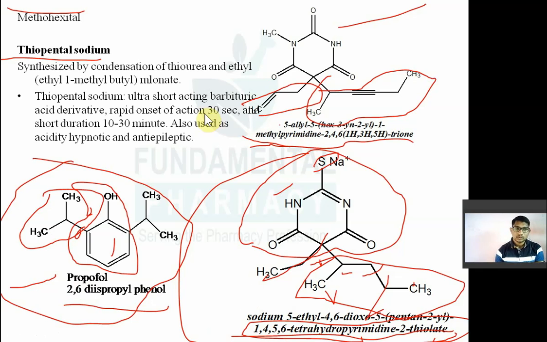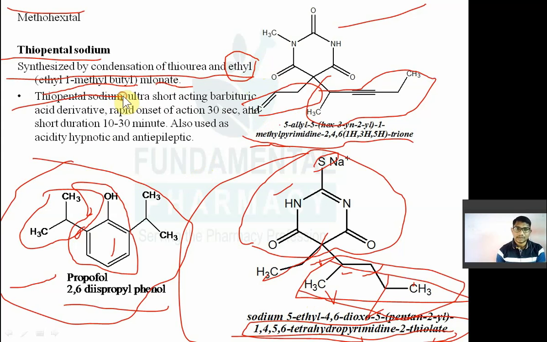That is propofol. Now thiopental sodium is synthesized by condensation of thiourea and ethyl 1-methylbutyl malonate, a substituted malonic acid derivative. In the malonic acid, in place of one acid group there will be ethyl, and in place of the other acid group there will be 1-methylbutyl. Thiourea plus substituted malonic acid will give you thiopental sodium.